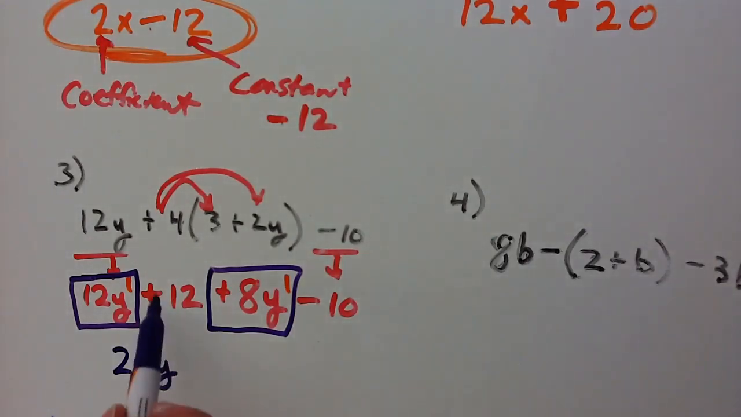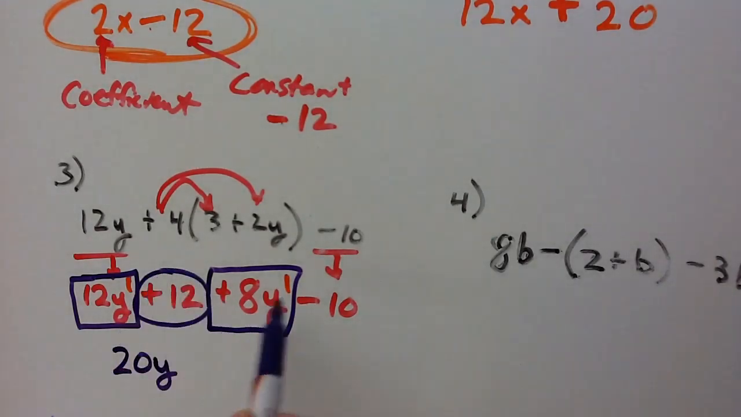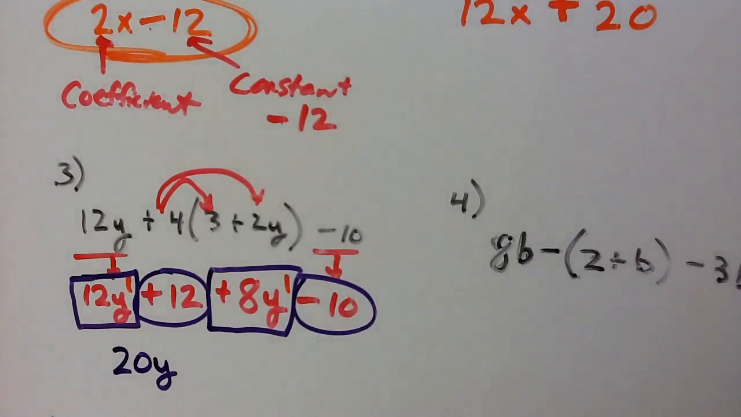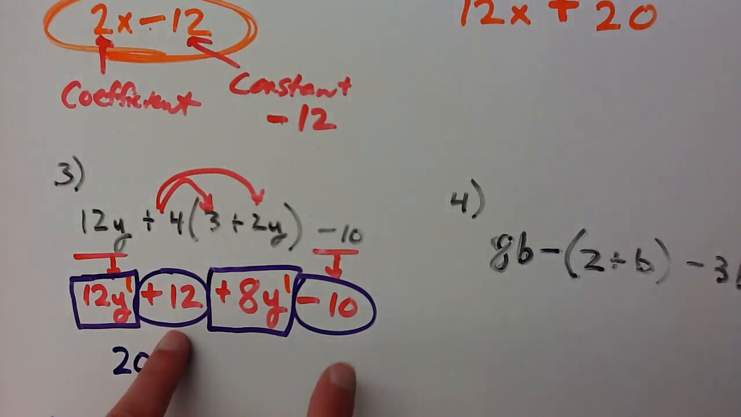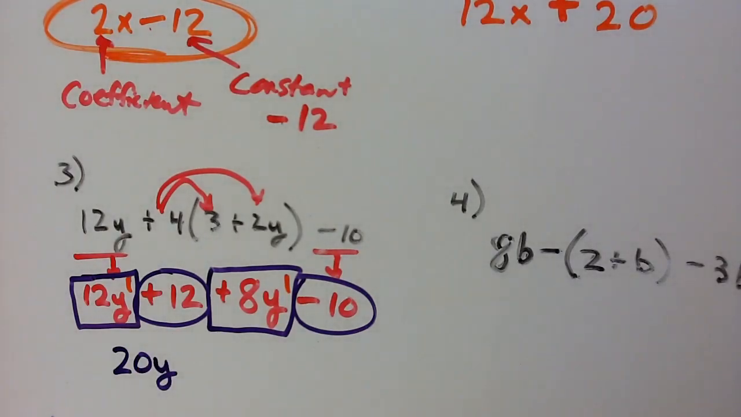What about these numbers? Positive 12 and negative 10. I'm going to put them in the same shape because they are like terms. They are constants, right? They have no variable. And so you can combine constants. So 12 and negative 10, that's the same thing as 12 minus 10, which would be 2, right? Positive 2. That's why I put a plus sign.